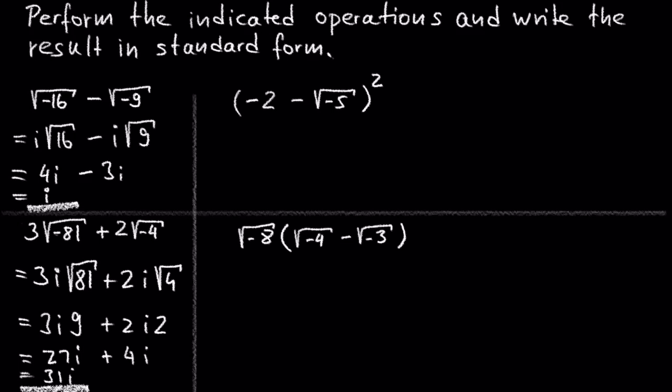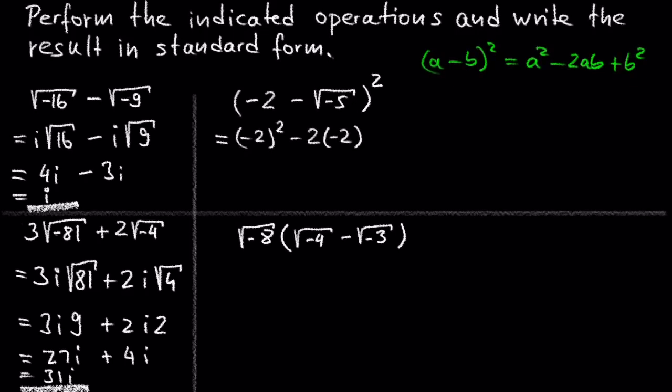Negative 2 minus the square root of negative 5, in parentheses, squared. Do you see the pattern here? Negative 2 minus the square root of negative 5 in parentheses squared is (a minus b) squared, which is a squared minus 2ab plus b squared. So we get negative 2 squared minus 2 times negative 2 times the square root of negative 5 plus the square root of negative 5 squared.